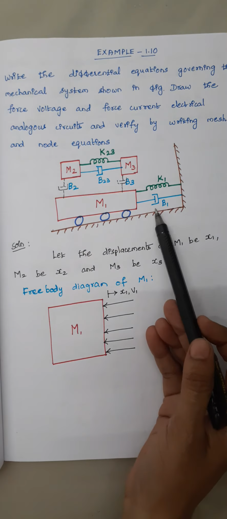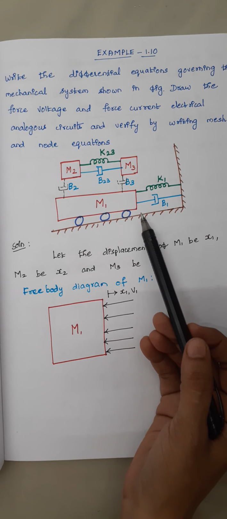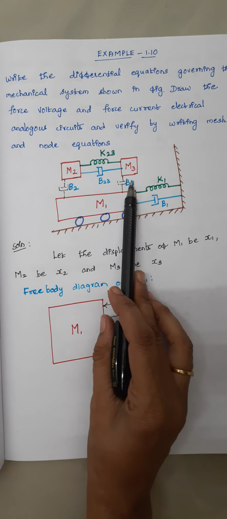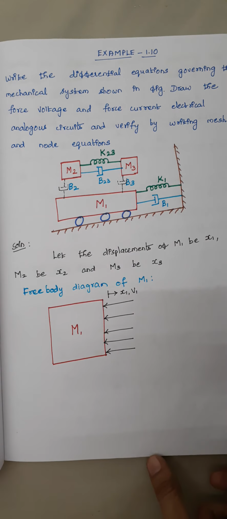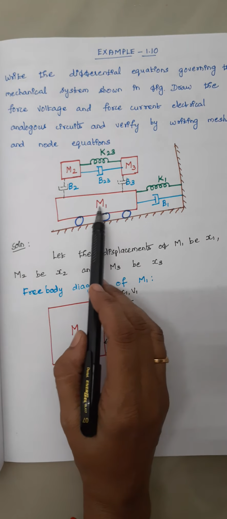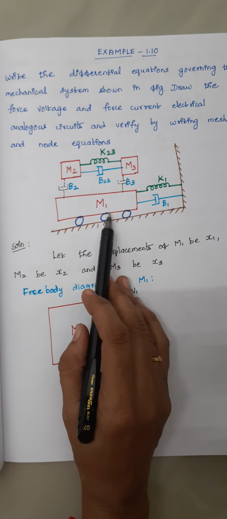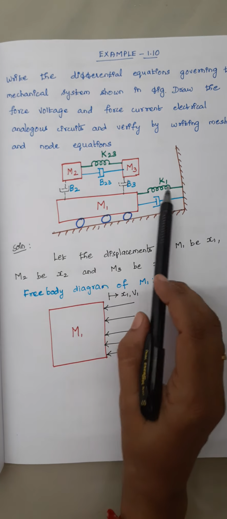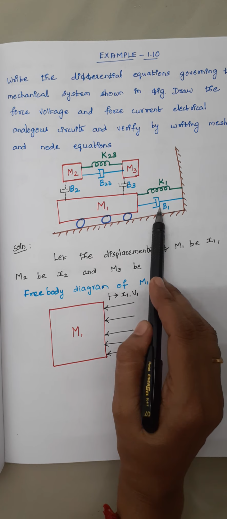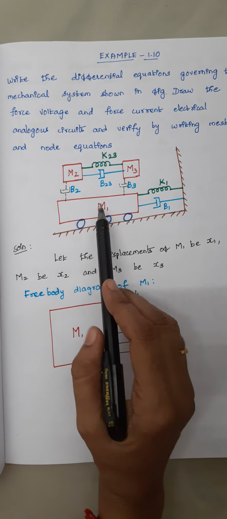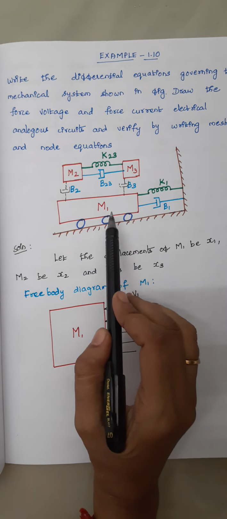So this is the given problem, and this problem consists of three masses, right? M1, M2 and M3. So the first step is we have to draw the free body diagram of mass M1. As usual, just count the number of elements which are connected with mass M1. So here we have 1, 2, 3 and 4, right? Totally 4 elements are connected with mass M1.